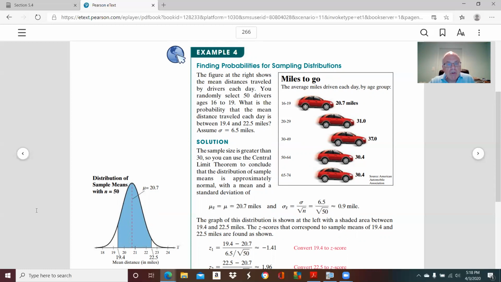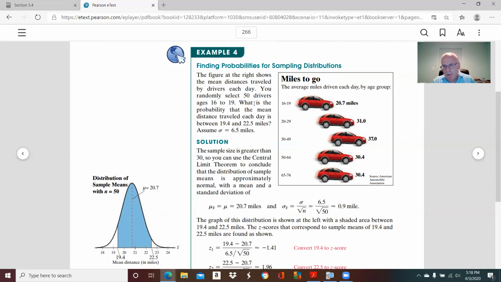All right, 50. So you randomly select 50 drivers ages 16 to 19. Now, they're referring, obviously, to this group right here. There's a bunch of age groups here. We're going to ignore these 4 age groups, and we're going to strictly look at this age group right here, ages 16 to 19. What is the probability the mean distance traveled each day is between 19.4 and 22.5 miles? So that's the mean of these 50 drivers. You randomly select 50 drivers.